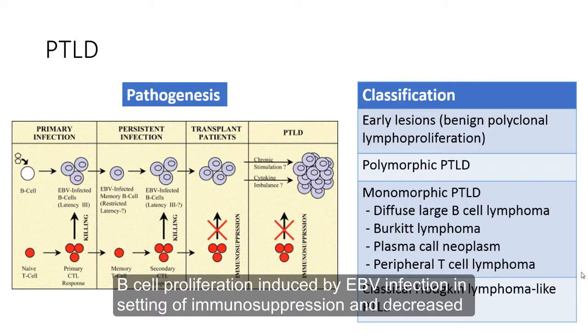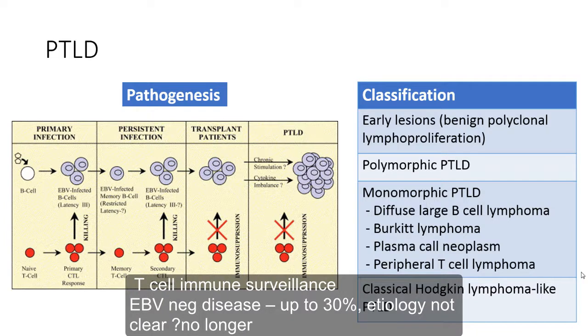So I thought this was important to point out, and how does EBV have to do with PTLD? On the left here, you can see the pathogenesis. Basically, the thought is there's B cell proliferation induced by an EBV infection, and then in the light of immunosuppression, there's a reduction in T cell immune surveillance. So then you can see the X in the little diagram there, and it just goes wild and has that B cell proliferation.